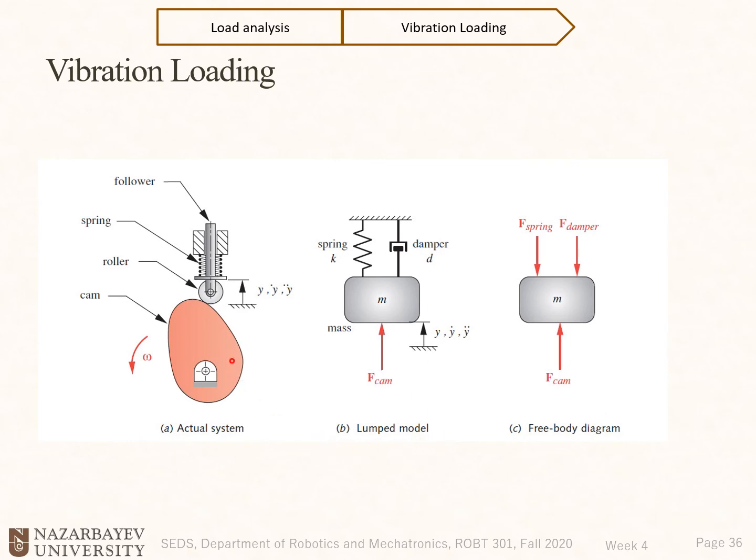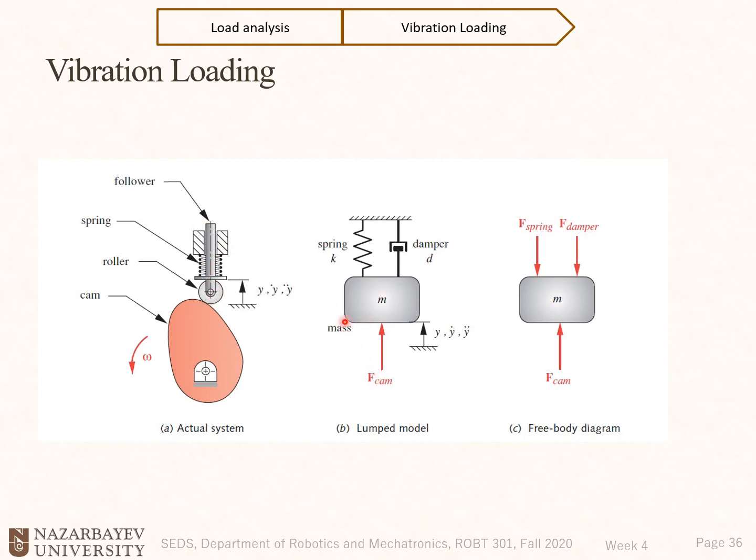Then we could make an assumption of a lumped system and simplify the model by a 1 degree of freedom lumped model. Okay, so here we have a spring. This is the spring of the system. We have a damper, and this damper has the damping properties of the follower.